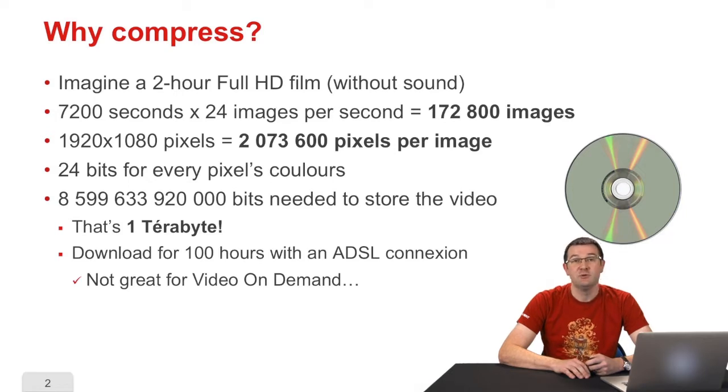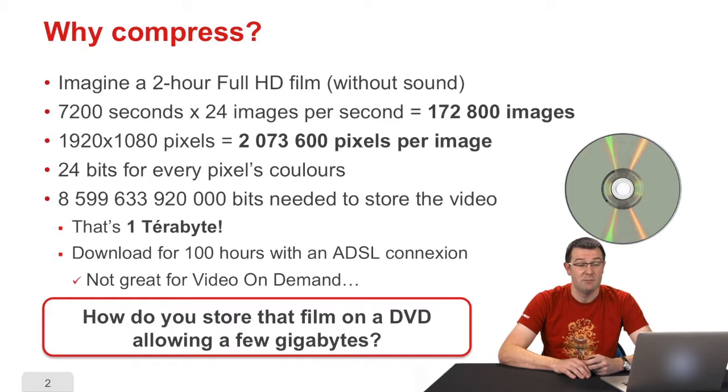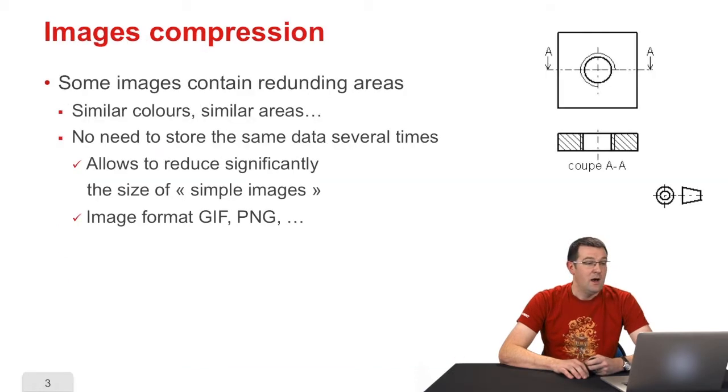So the question is, technically, how do we store all this information, the movie's terabyte, so that it can be stored on a DVD, because a DVD can store up to a few gigabytes, no more, and so that it can be downloaded as a video on demand? There are several steps. First, we need to compress the images.